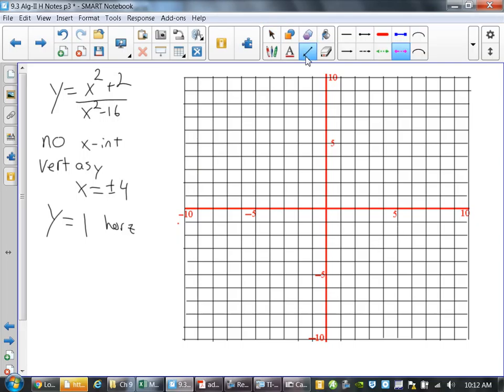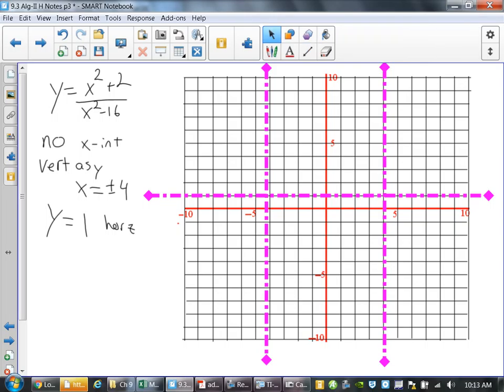We're just making a slant asymptote. Yes, it's a slant asymptote. Thank you. Squiggle. I said squiggle. Squiggly. All right, look at that.